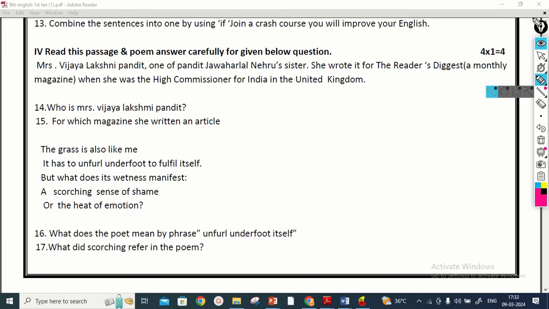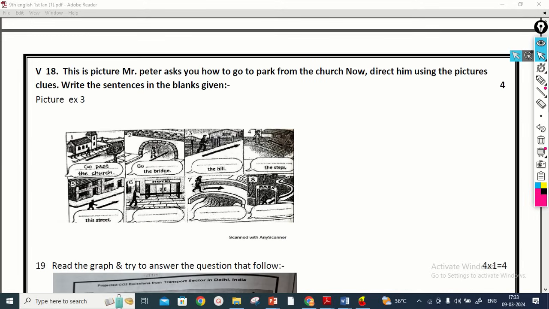Next we move on to the next question. So this is the picture. Mr. Peter asks you how to go to the park from the church now. Direct him using the pictures. Write the sentences in the given space. So here we have to write some sentences. First sentence is go past the church, and the second sentence is go under the bridge. Here he passes under the bridge, so go under the bridge.